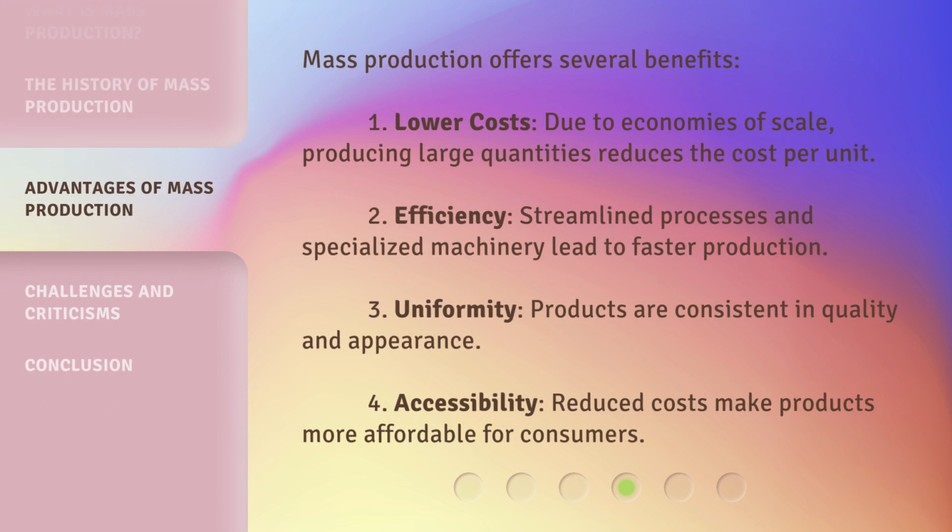Mass production offers several benefits. 1. Lower costs. Due to economies of scale, producing large quantities reduces the cost per unit. 2. Efficiency. Streamlined processes and specialized machinery lead to faster production. 3. Uniformity. Products are consistent in quality and appearance. 4. Accessibility. Reduced costs make products more affordable for consumers.